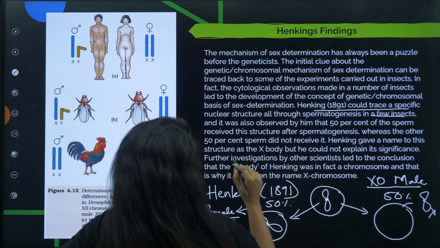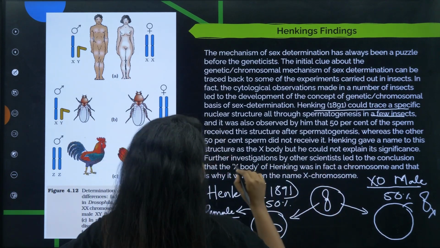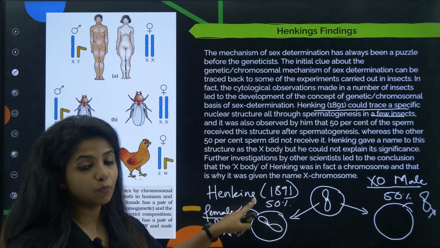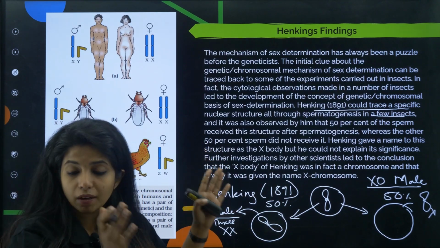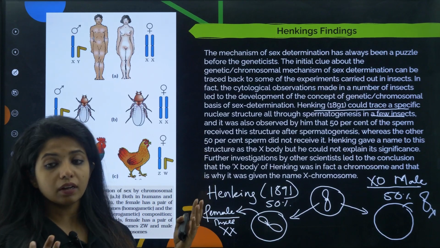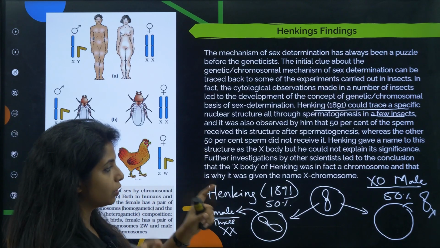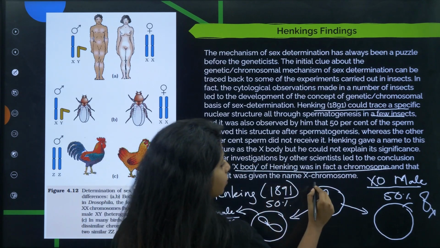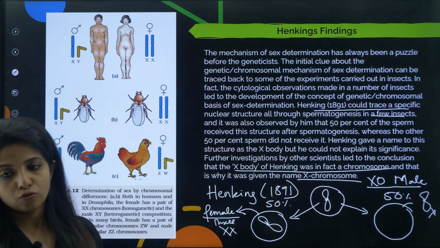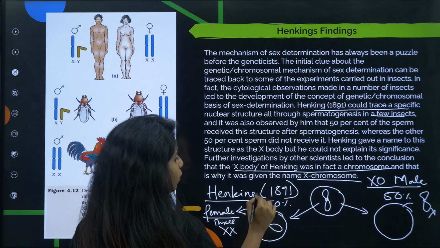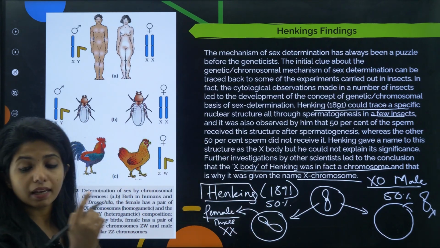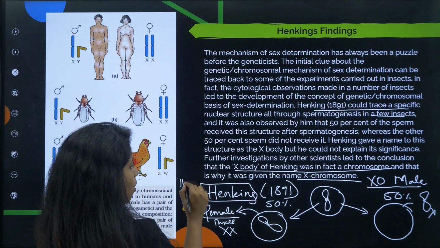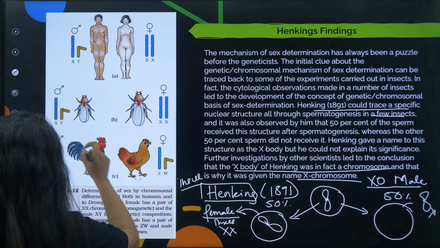Further investigations by other scientists led to the conclusion that the X body of Henking was in fact a chromosome. So this X body, which he was not able to understand, which was just getting passed down, and which was literally the cause of the sex of that particular organism, was later termed a chromosome, and later on it was given the name sex chromosome as well. But Henking was the person who found out that this is a reason behind the sex of an organism, and it was done on insects. This is everything that I already taught you.